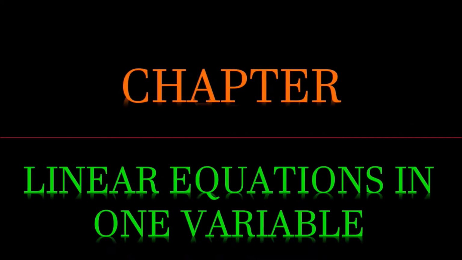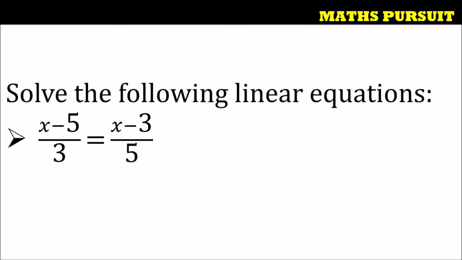Today we will look into the questions from the chapter called Linear Equations in One Variable. The given question is: solve the following linear equations, and the given equation is (x minus 5) upon 3 is equal to (x minus 3) upon 5. So guys, let us see how we can solve this given linear equation.